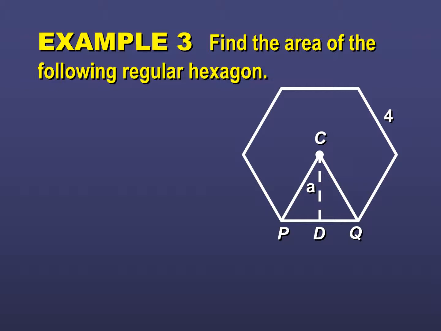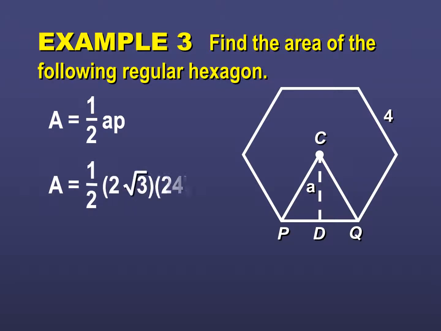All right, so going back to finding the area of this regular hexagon, now we know that one of our sides is 4. We also know that our apothem is 2 square roots of 3, which means now we can use our formula. A is equal to 1/2 A times P. Our A is 2 square roots of 3, and our P is 4 times 6, since we have a hexagon, which is 24. So now we can simplify. 1/2 of 2 is just 1, so now we've got the square root of 3 times 24, which is 24 square roots of 3.